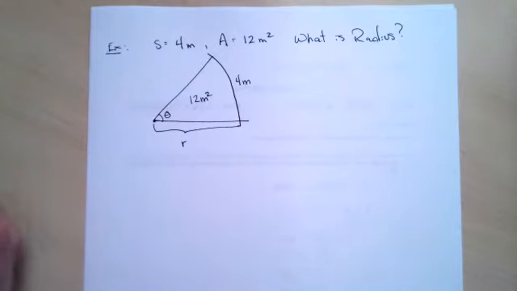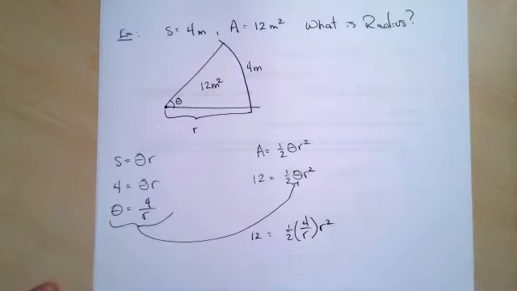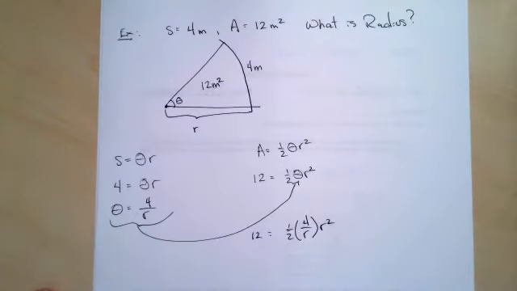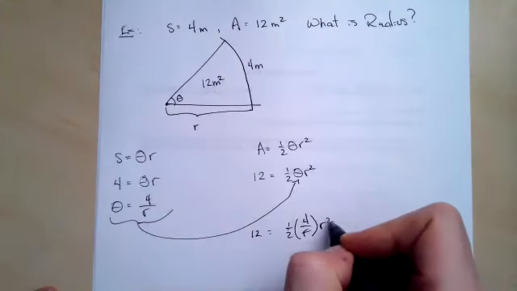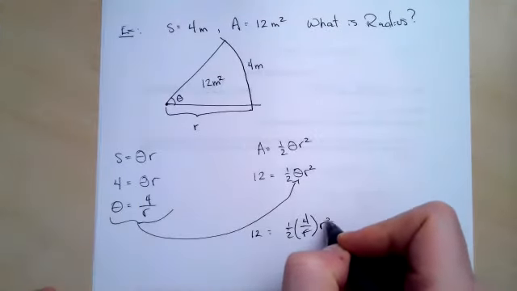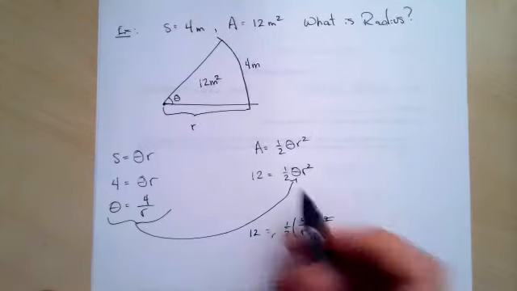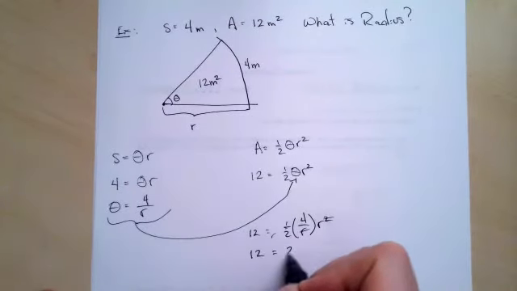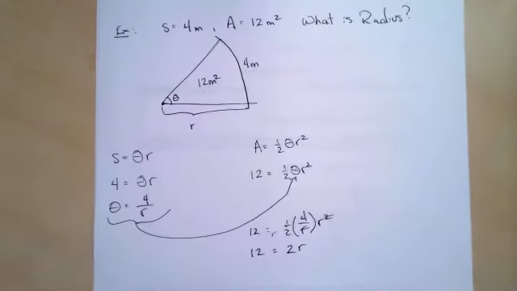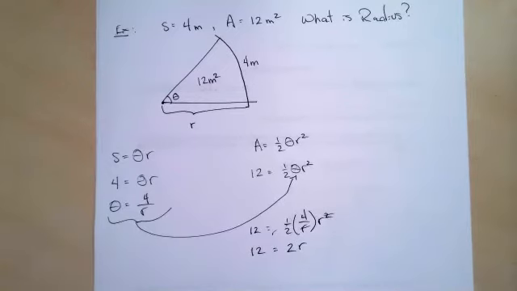I'm going to plug that in for theta, and we will get 12 is equal to 1/2 times 4 over r times r squared. One factor of r is going to cancel. And then 1/2 times 4 gives me 2. And so r is just 6.